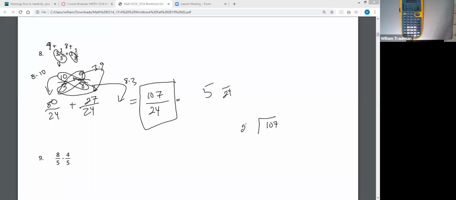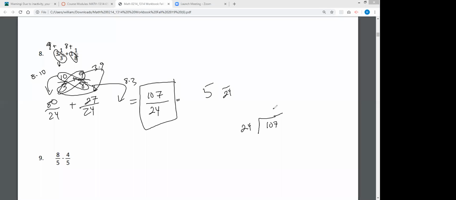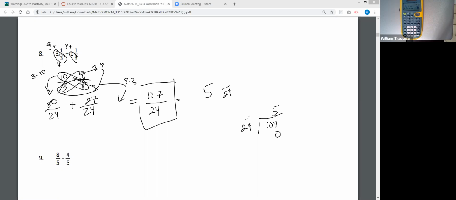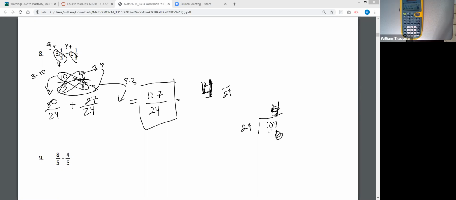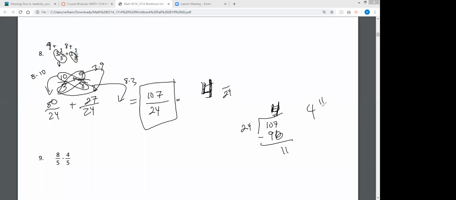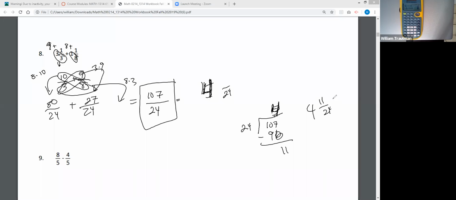I'm going to do it the long way. 24 goes into 107 four times. 4 times 24 is 96. And when you subtract it, it's 11. So it's 4 and 11 over 24. Yes. So this is the improper fraction. This is the mixed number.